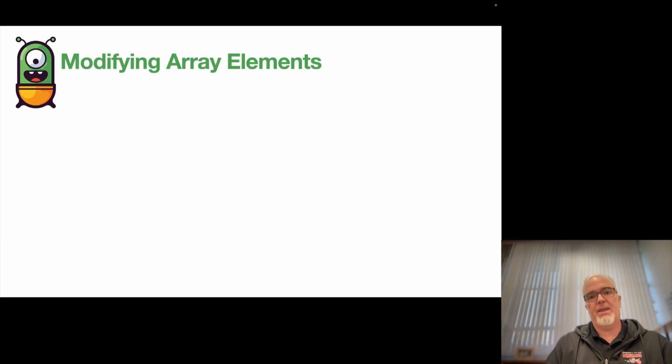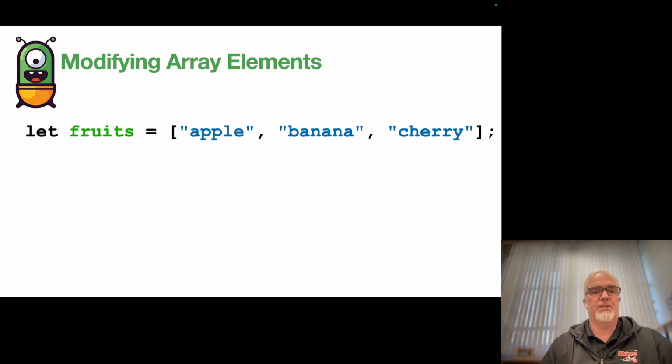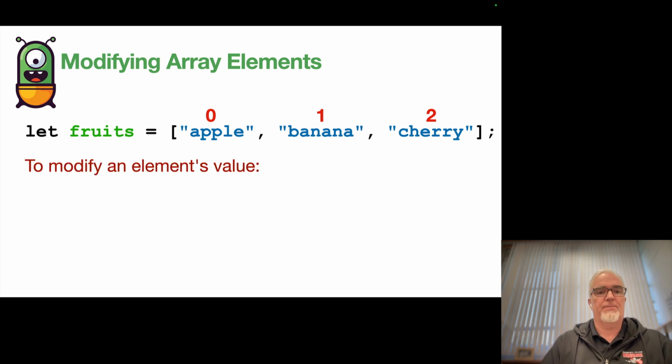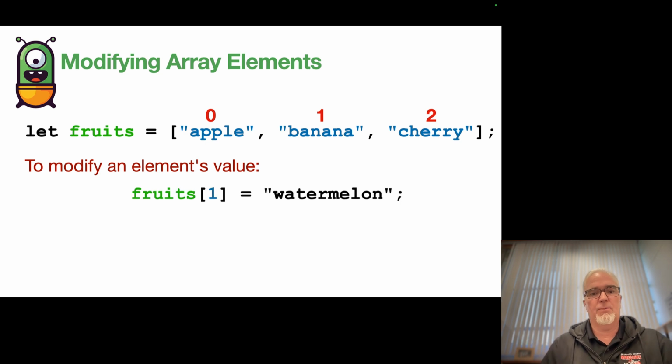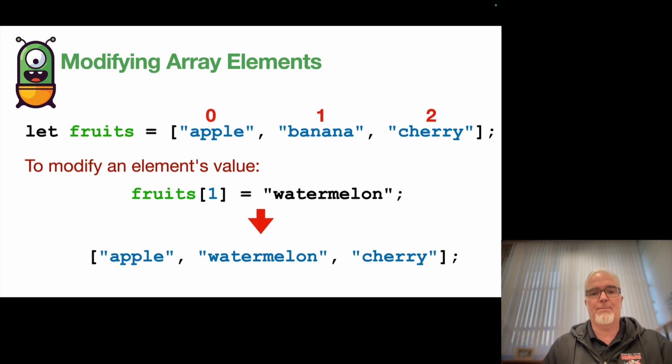Modifying array elements is not too difficult, and it's very similar to accessing array elements in that we are going to use the same thing. We're going to use the index of each of those spots to access what's in there and change it. So in order to modify an element's value, I might do something like this, where I say fruits index 1 equals watermelon.